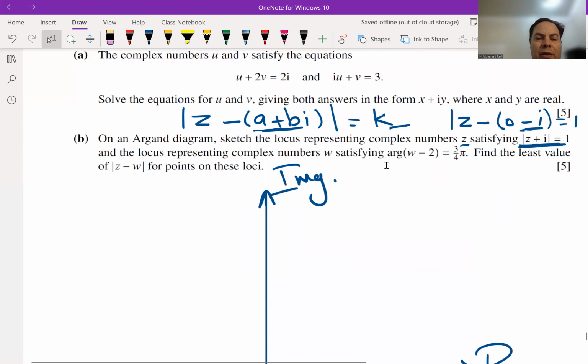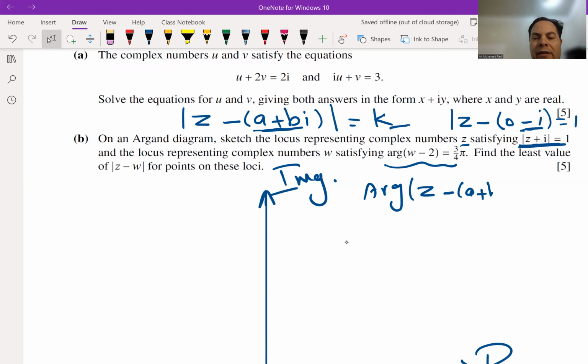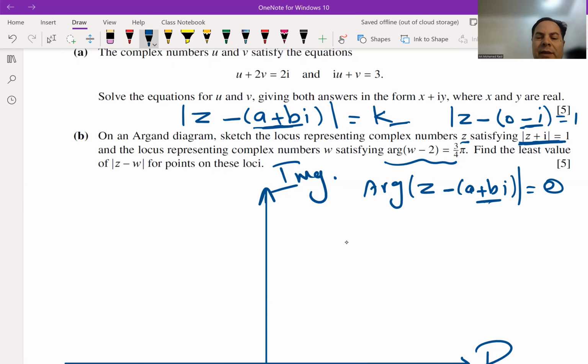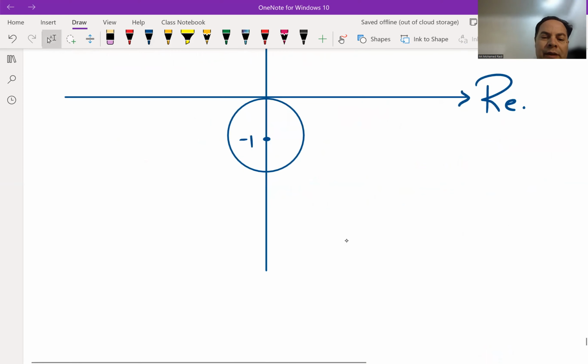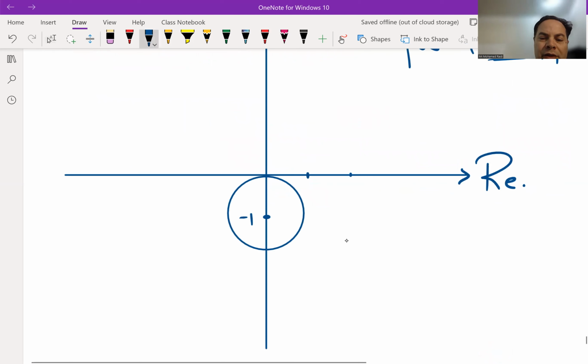Second part, the locus of complex number w is an argument. The argument of w minus (a plus bi) is equal to theta, a half-line starting from the point a and b. So in this case, it is w minus 2 plus 0i, so the vertex will be at 2 and 0. This is 1, this is 2 and 0.